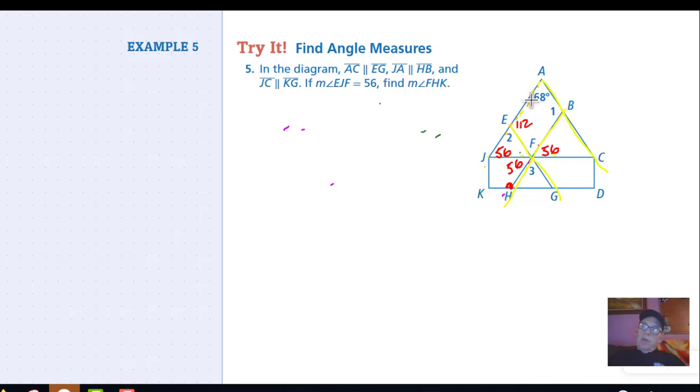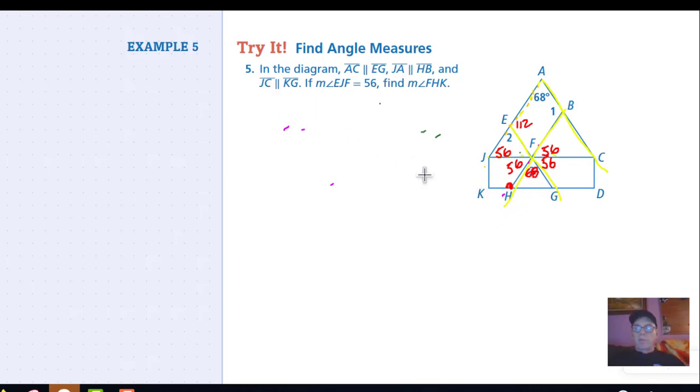Okay, so since this angle is 112, the corresponding angle would be this angle GFB down here. This would have to be 112, which basically means that this has to be 56 because together these need to make 112. Now altogether here, 56 and 56 gives us 112. That's going to leave angle 3 as being 68, since all three of these angles need to add up to 180.